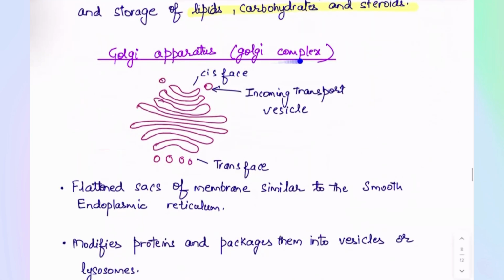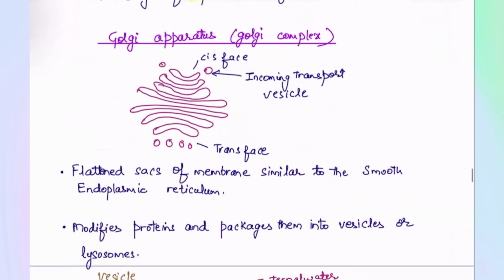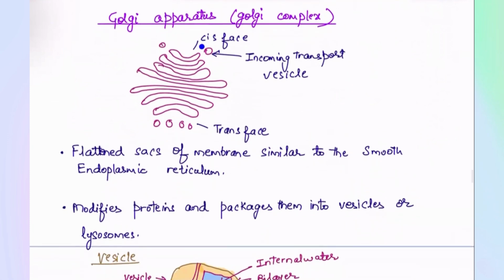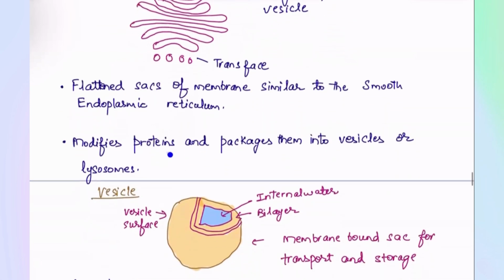Golgi apparatus, also called Golgi complex, is present in both plant and animal cells. They have two phases, a cis phase and a trans phase. The vesicles which you can see here are incoming transport vesicles. Golgi apparatus is part of the endomembrane system, and has flattened sacs of membrane similar to the smooth endoplasmic reticulum. It modifies proteins and packages them into vesicles or lysosomes.